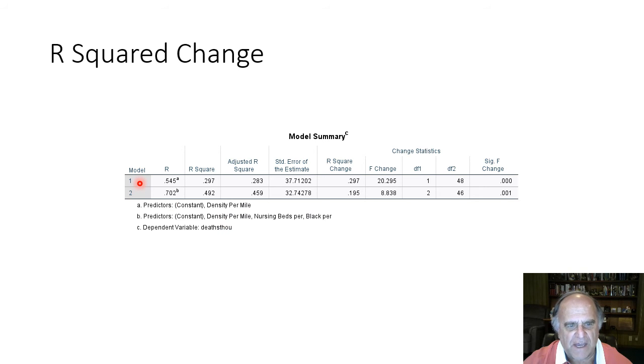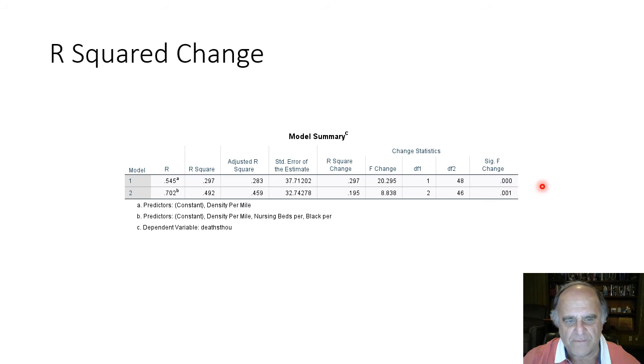So you can see, again, this is with hierarchical entry. The first step was just to enter the constant and density per mile in predicting deaths per 100,000. And you can see that again, the R was 0.45, the R squared 0.297, standard error of the estimate, the R squared change. Again, that's going to be equal to R squared in this case because you're starting from 0. The F for the change, the degrees of freedom for that F for change, and the associated p-value.